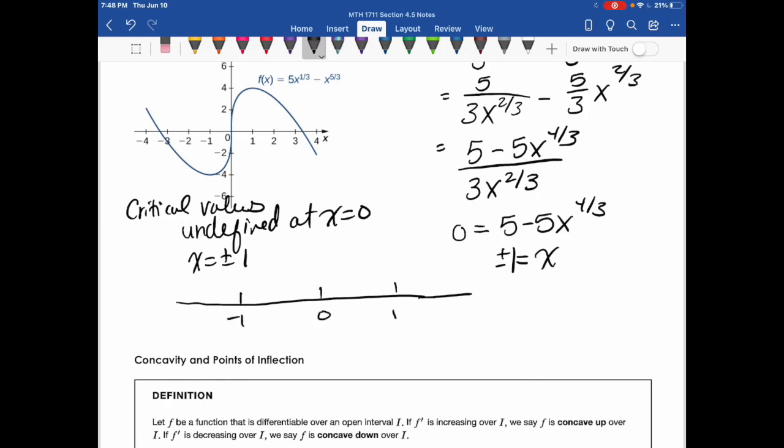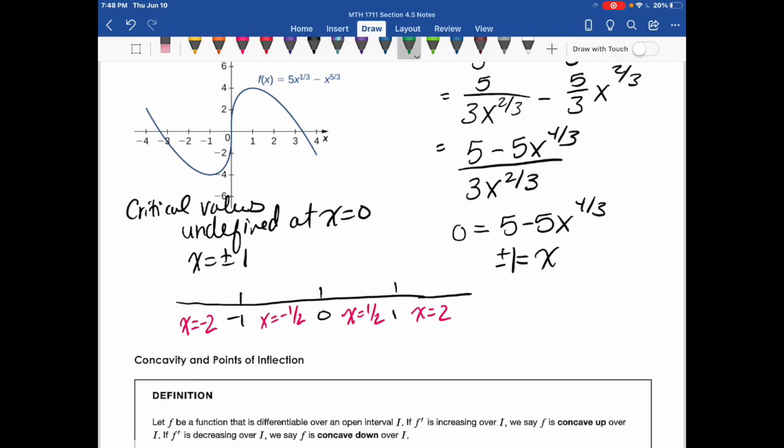So these are what we're going to put on our sign chart. So I have -1, 0, and +1. So we have to now check these intervals. So my test points, let's say I pick -2, -1/2 for that interval. Let's use +1/2 for this interval. And let's let x equal 2 be the test point for that last interval.